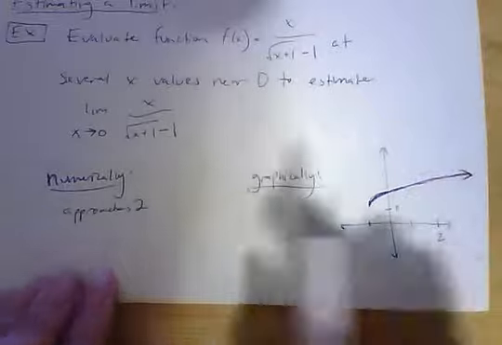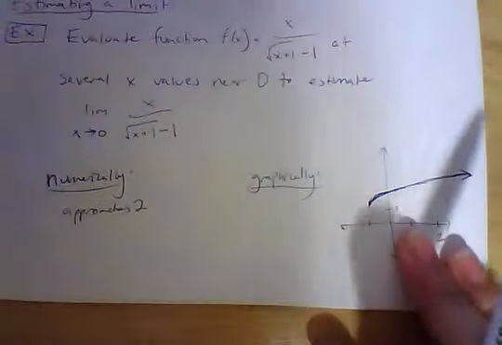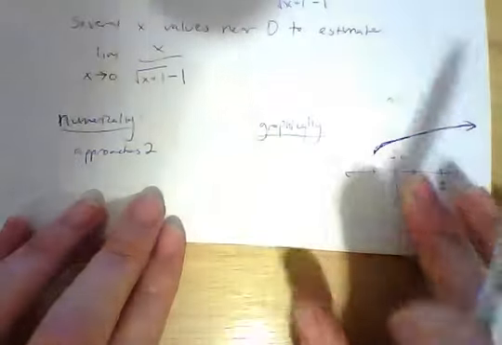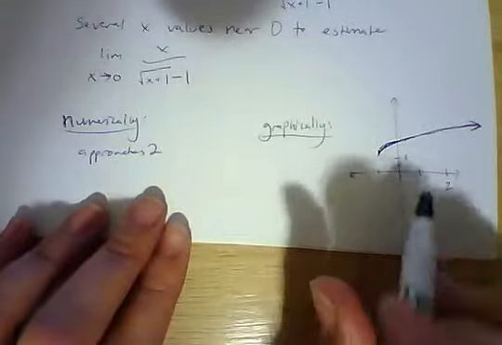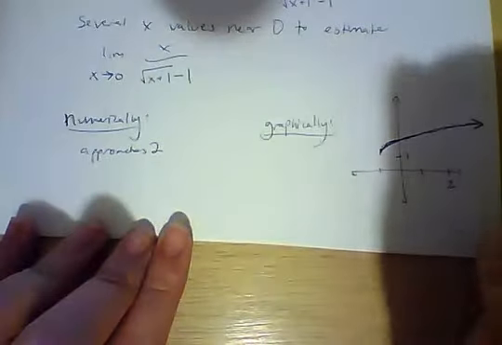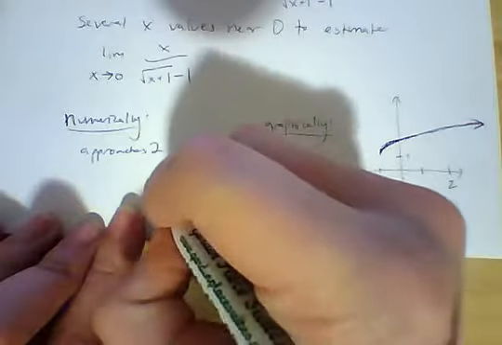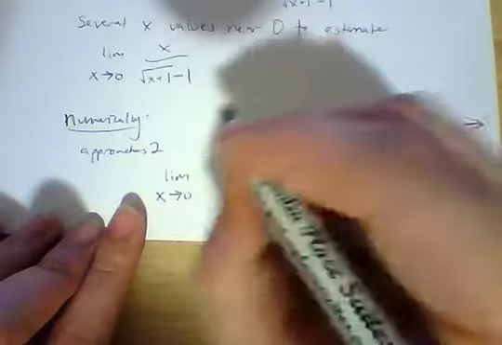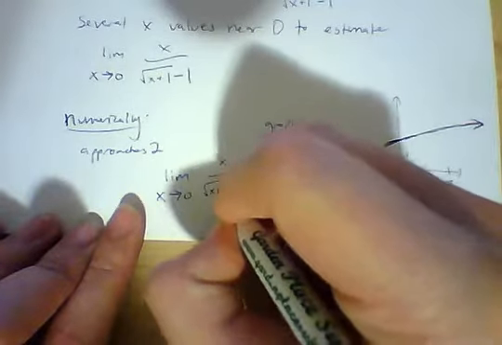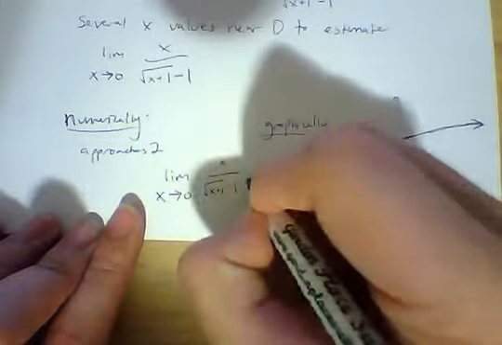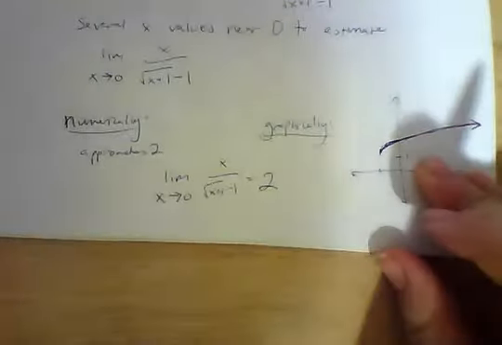So we've shown graphically and numerically that this function approaches 2 as x approaches 0. So what we get to state then is that the limit as x approaches 0 for the function x over square root of x plus 1 minus 1 is equal to 2. Okay.